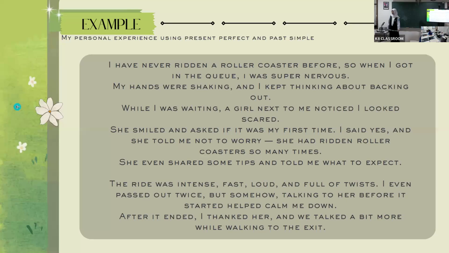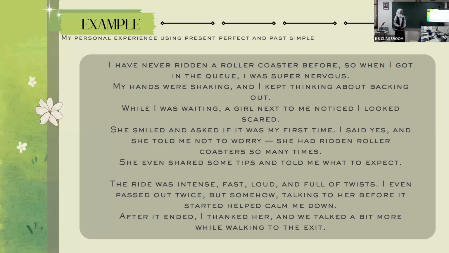Another example, I'm going to tell you about my personal experience using present perfect and past simple. It was almost 2 years ago when I was going out with my father somewhere. I forgot the name of the place. There were a lot of rides like roller coasters and water rides, and my eyes were on the roller coaster, so I went there.